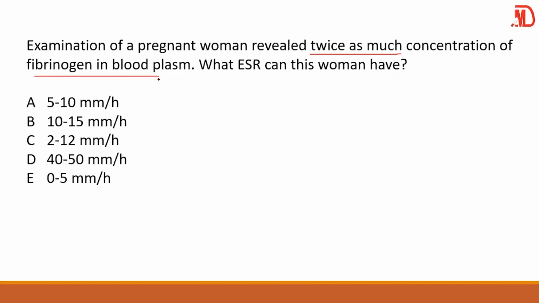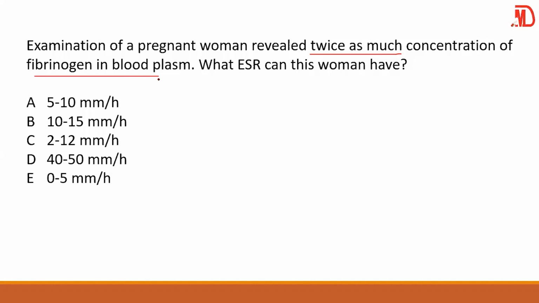Now look at this. When there is an increase in fibrinogen, there will be a proportional increase in the erythrocyte sedimentation rate. I repeat, when there is an increase in fibrinogen, there will also be what? A proportional increase in ESR. And the normal ESR in men is 2 to 10, and in women, it is 2 to 15. And over here, it has been doubled.